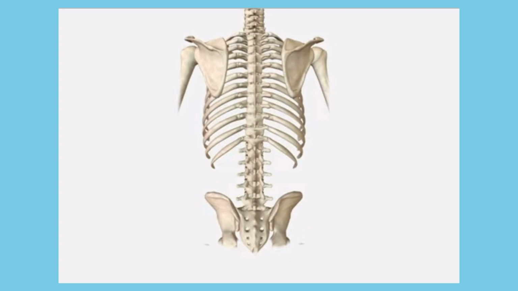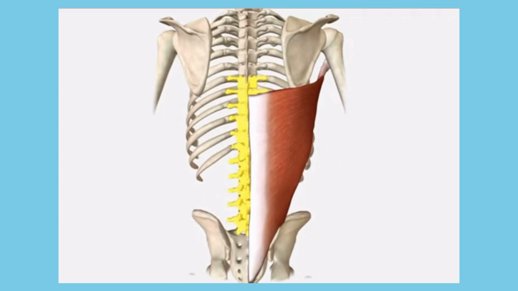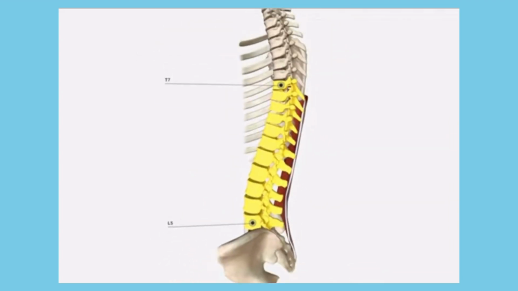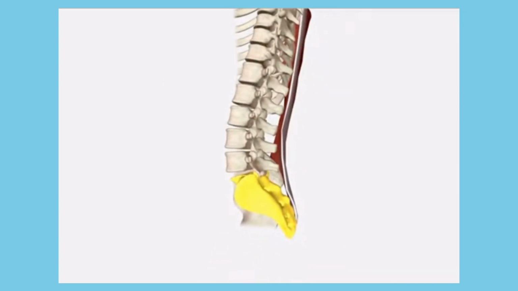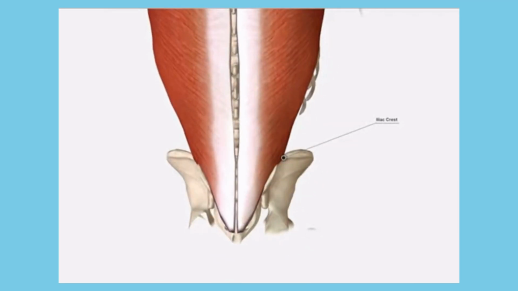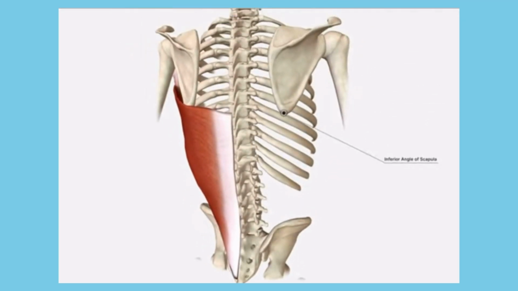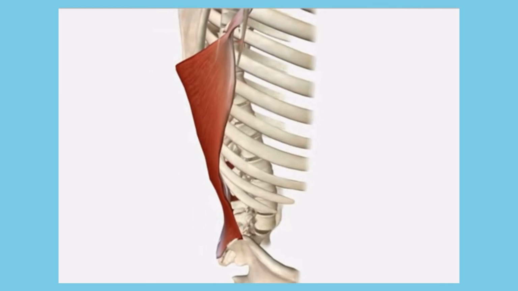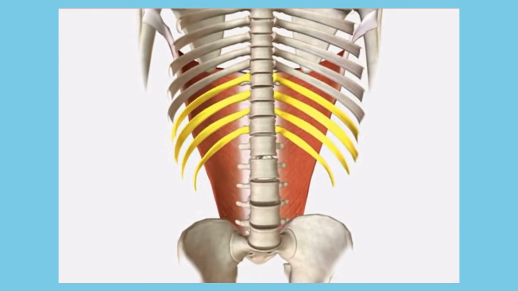Origin. The latissimus dorsi arises from the lower thoracic and lumbar vertebrae, that is from T7 to L5, as well as the sacrum, the iliac crest, the inferior angle of the scapula, as well as the lower four ribs.